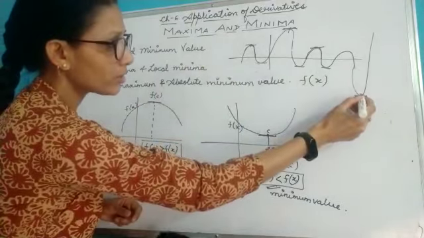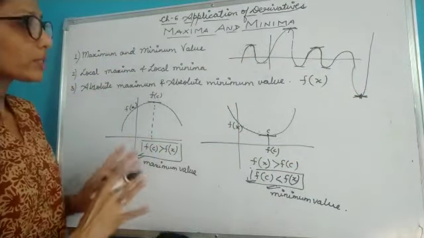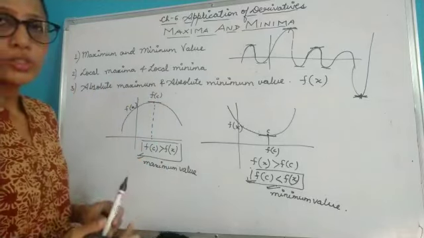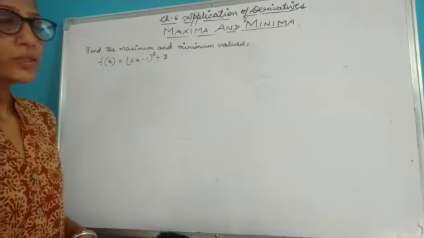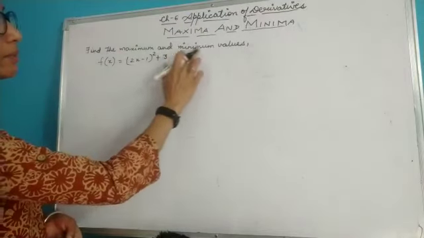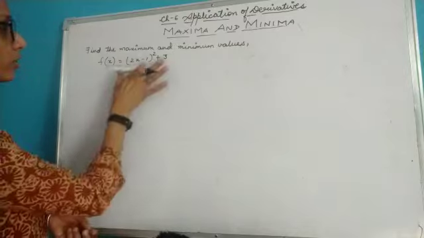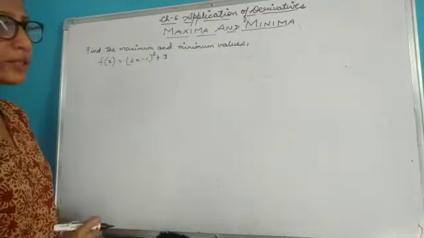So this is known as your absolute minimum value. Now let's find out the questions based on these terminologies. Let's see this question, children. Here it is asked, find the maximum and minimum values of the given function.